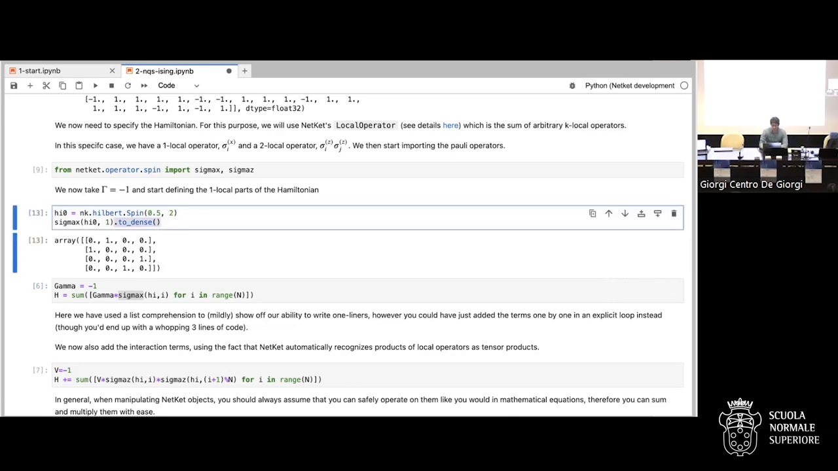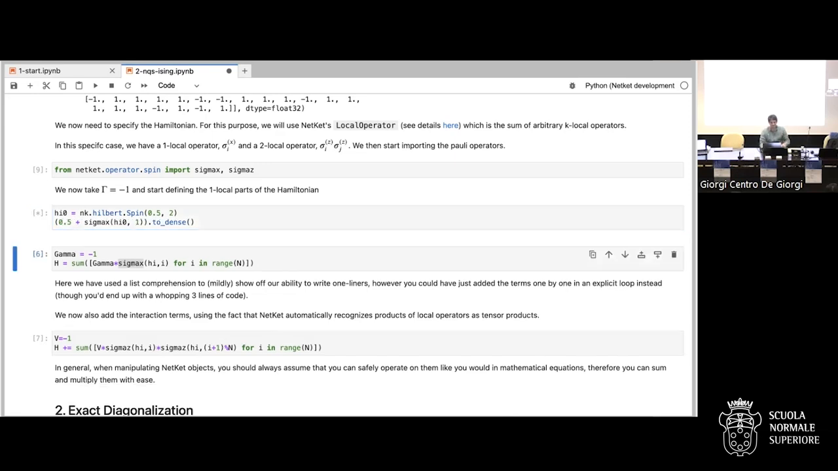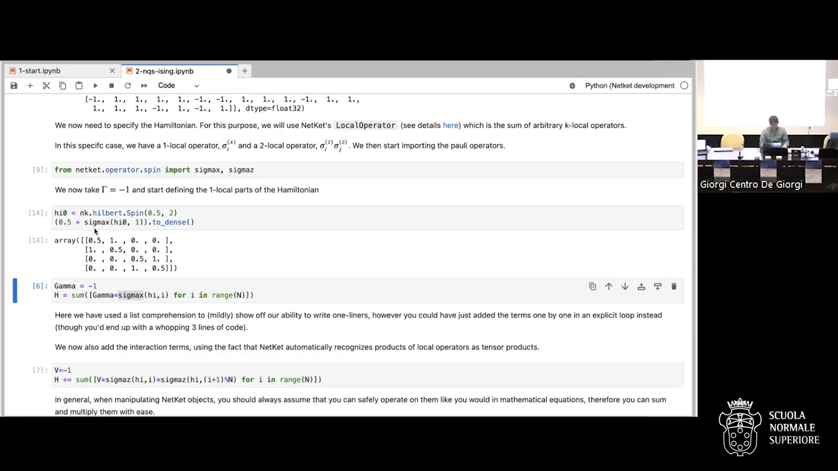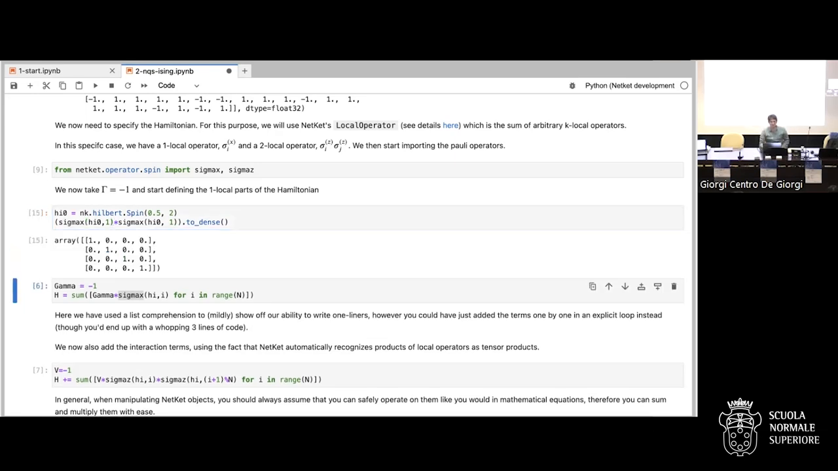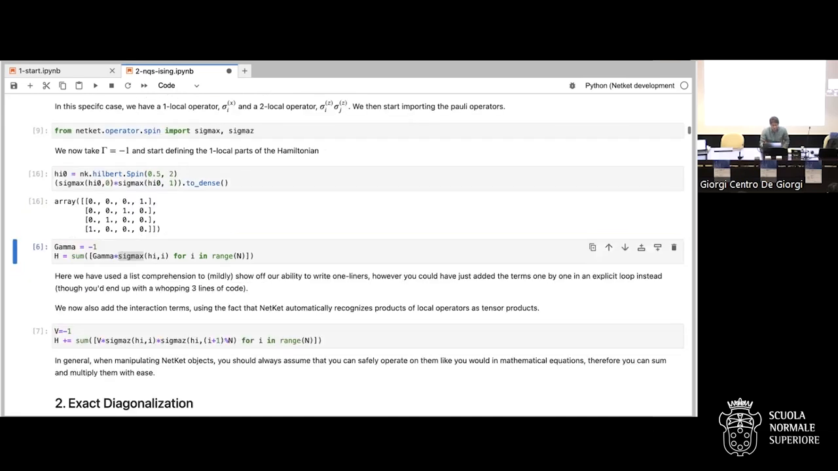Okay, and then you can always add, for example, a constant, a scalar, which assumes you're adding it as a times identity, right? And you can also take the product of two operators. So if you remember, sigma x is 0, 1, 1, 0. So the square of sigma x is the identity, right? And you can also take the product of two operators on two different sites. I mean, you can just compose them as you want.